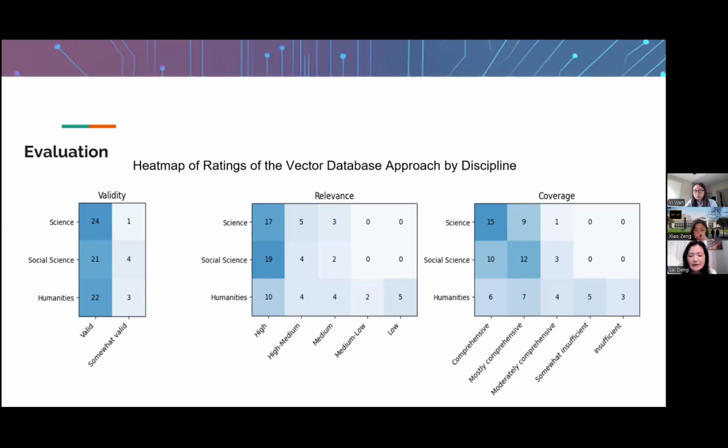Overall, 68 records showed medium to high relevance, with 46 rated high. So science and social science had the most relevant headings, while humanities had lower relevance. Overall coverage ranged from comprehensive to moderately comprehensive, with humanities showing some gaps.